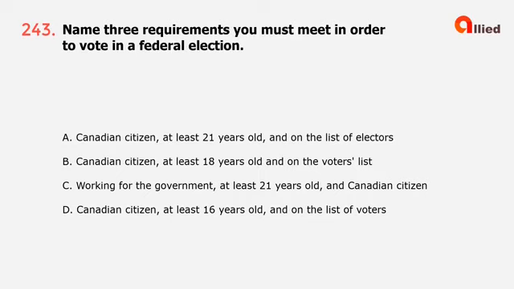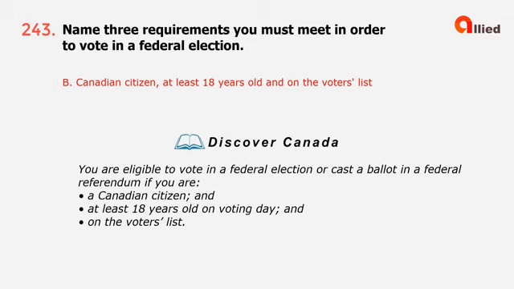Question 243. Name 3 requirements you must meet in order to vote in a federal election. A. Canadian citizen, at least 21 years old, and on the list of electors. B. Canadian citizen, at least 18 years old and on the voters' list. C. Working for the government, at least 21 years old and Canadian citizen. D. Canadian citizen, at least 16 years old and on the list of voters. The answer is B. Canadian citizen, at least 18 years old and on the voters' list.